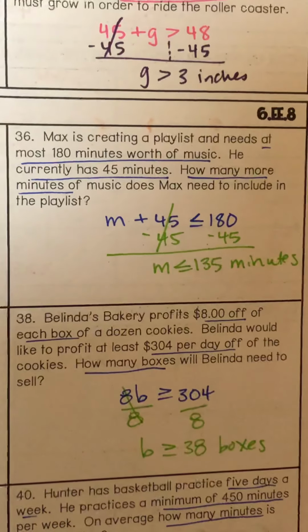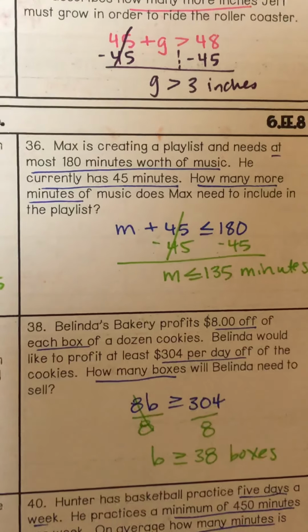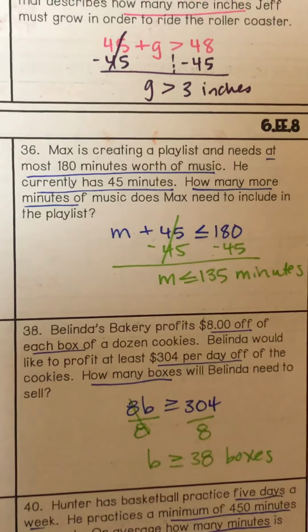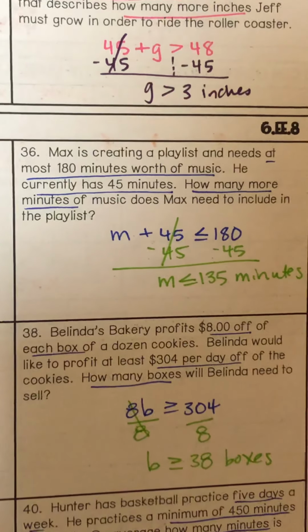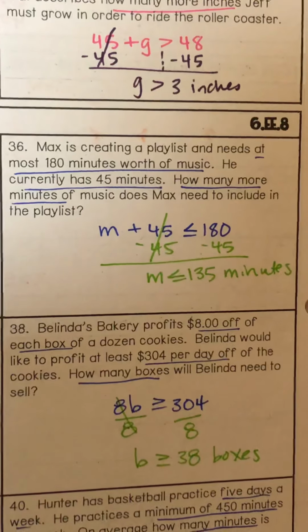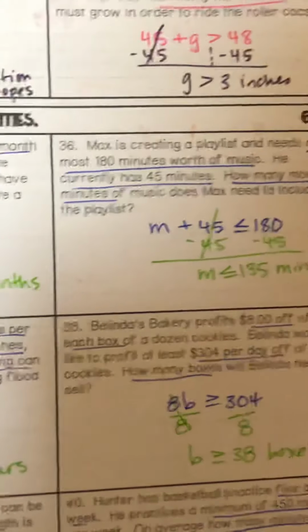Max is creating a playlist and needs at most 180 minutes worth of music. He currently has 45 minutes. How many more minutes of music does Max need to include in the playlist? So M plus 45 is less than or equal to 180. Subtract 45 from both sides. M is less than or equal to 135 minutes. All right, on to 37.